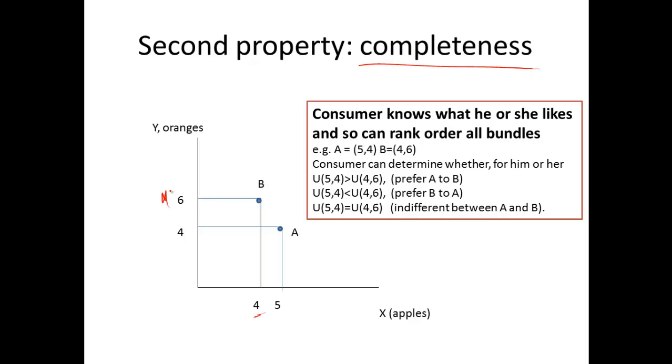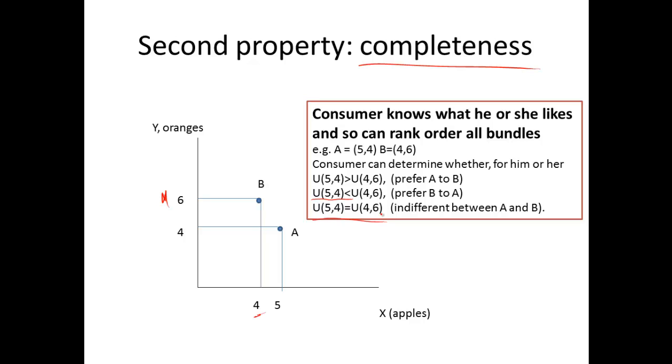So the consumer can determine whether, for him or her, it's true that the utility of 5, 4, that is the utility of point A, is bigger than the utility of 4, 6, or the utility of 5 and 4 is less than the utility of 4 and 6, or that the utility of 5 and 4 equals the utility of 4 and 6, in which case the individual would be indifferent between them.